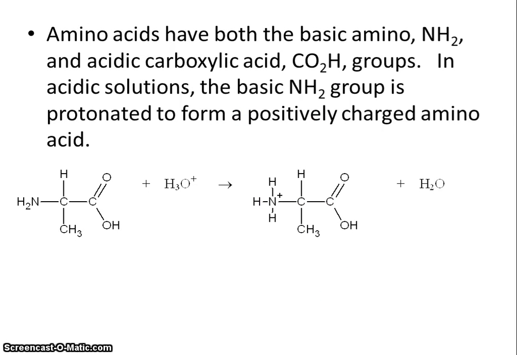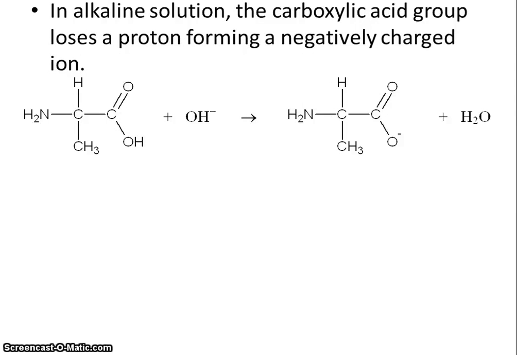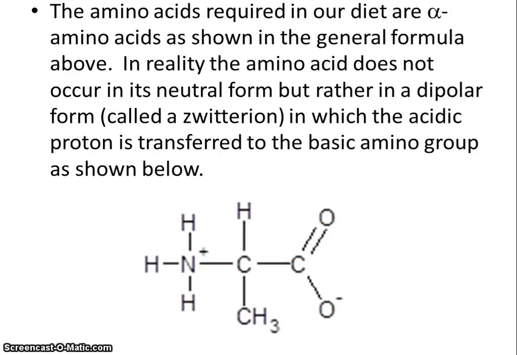Amino acids have both a basic group and an acidic group. In acidic solutions, the basic NH2 group is protonated and forms a positive amino acid. In alkaline solution, the opposite happens and you get negative ions. What happens is that you can actually get a zwitterion, where you have a positive charge and a negative charge on the same molecule, and that's about us.